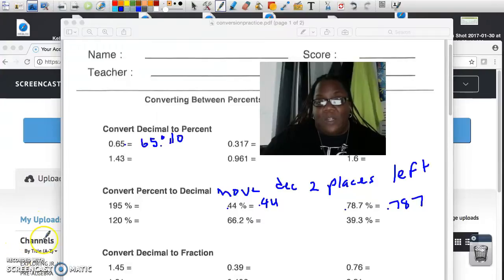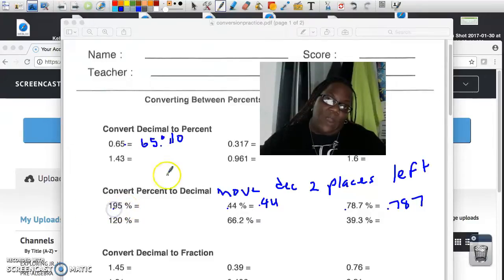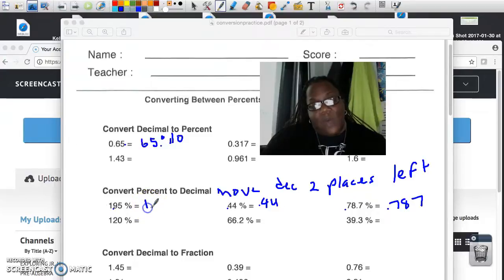Take the decimal, wherever it is, and move it 2 places to the left. So again, if you don't see the decimal, it's at the end. Move it 2 places to the left. 1, 2. So this one is going to be 1.95 as a decimal. Okay? Let's move on to the next section.